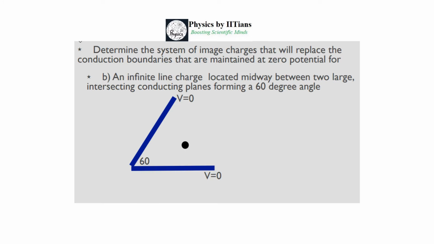Suppose we take an example first. This is a very important question. You have to determine the system of image charges that will replace the conducting boundaries maintained at zero potential, for an infinite line charge located midway between two intersecting conducting planes forming a 60-degree angle. There are two conducting planes forming an angle of 60 degrees, and there is a charge. So the question is, how many image charges will be formed due to this charge residing between these two conductors?